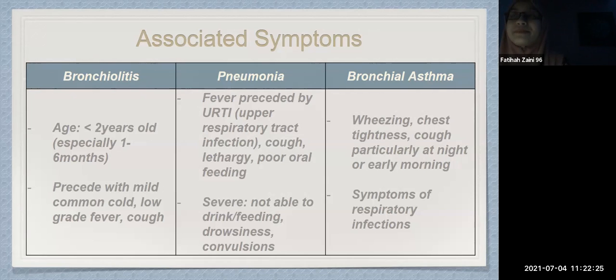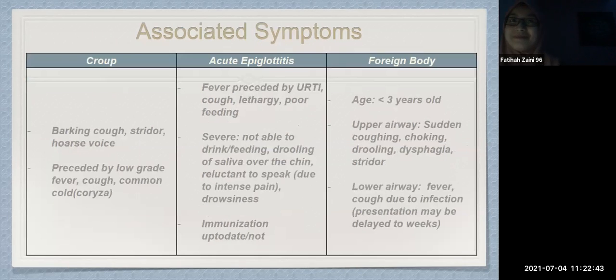While in bronchial asthma, the other relevant symptoms that we should ask about are noisy breathing, which is wheezing, chest tightness, and any feeling of chest tightness, and cough that particularly occurs at night or early morning, and then symptoms of respiratory infection. Next. And then for croup, we need to ask whether there is any barking cough, stridor, or hoarseness of voice.